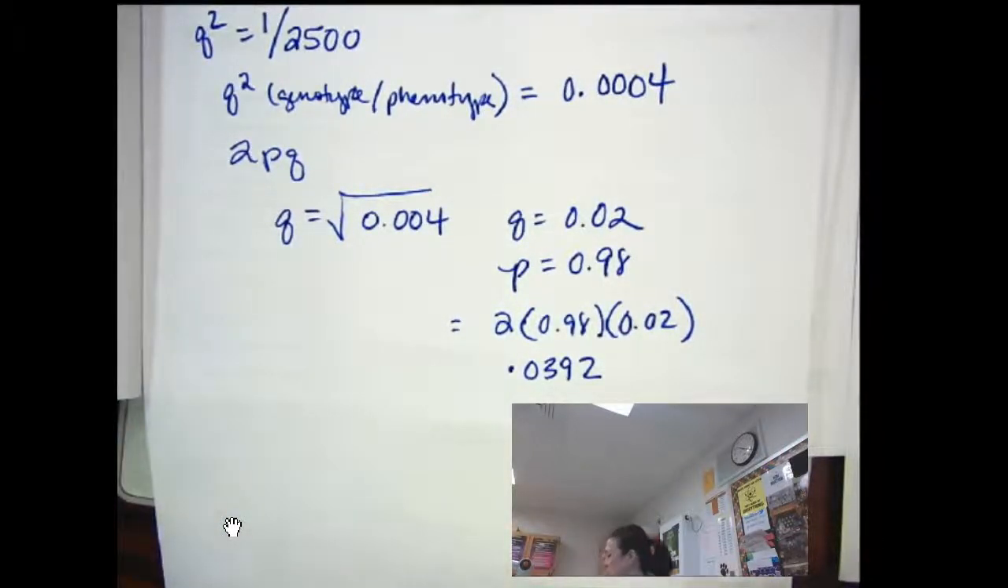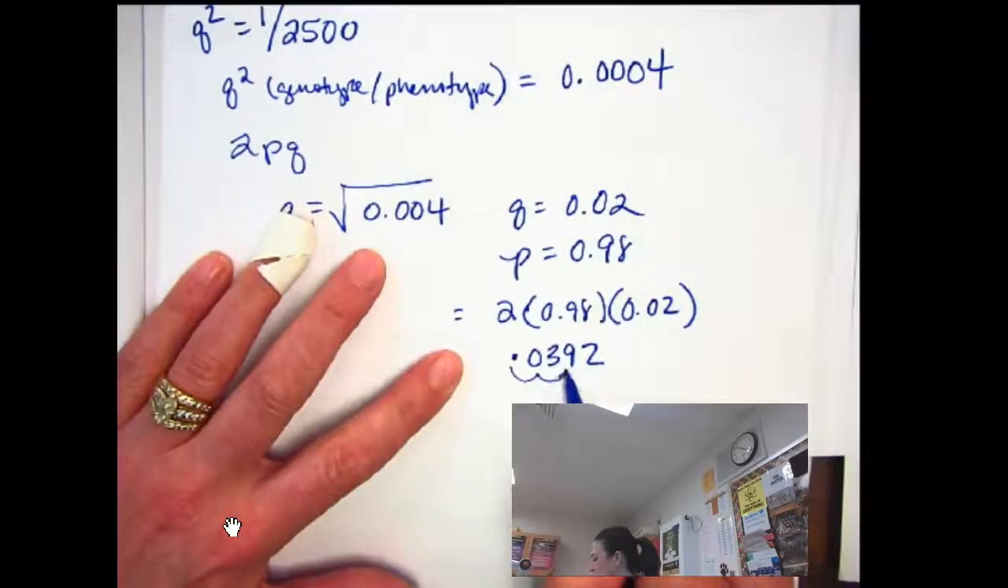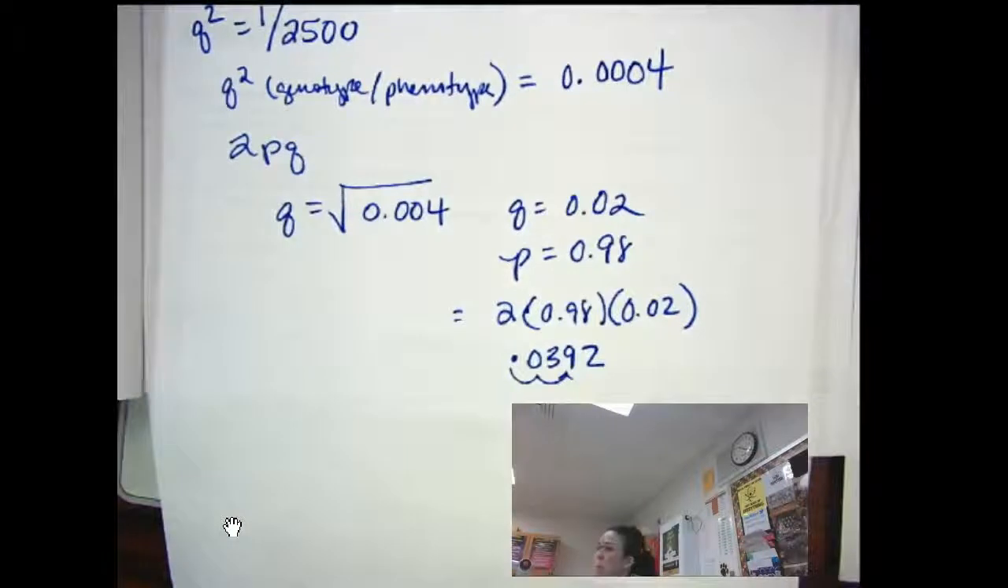If they just ask for frequency, I'm going to leave it in a decimal. If they get tricky and ask what percentage of the population, then you just need to move the decimal over 2. But I don't convert it unless they ask you for a percentage. So that would mean 3.92% of the population are carriers.